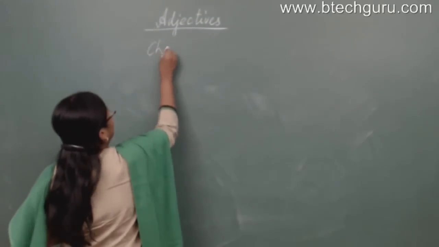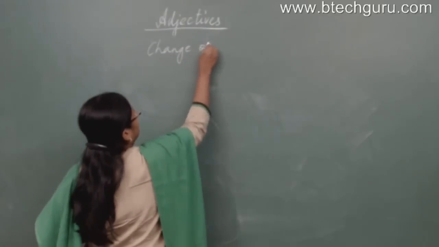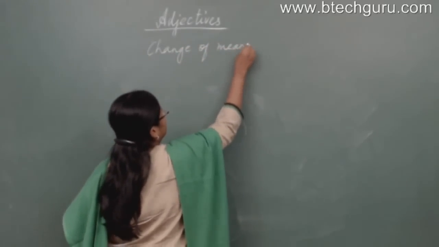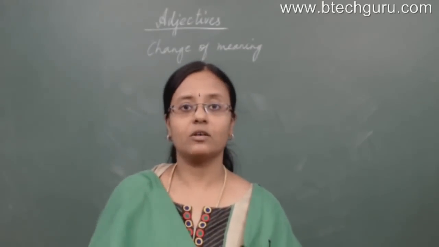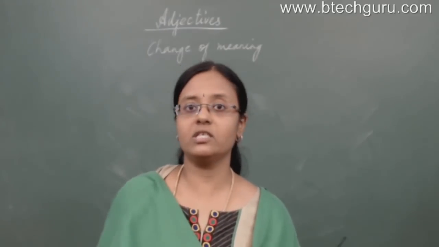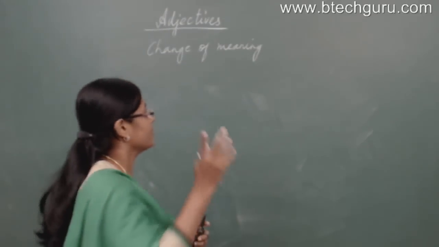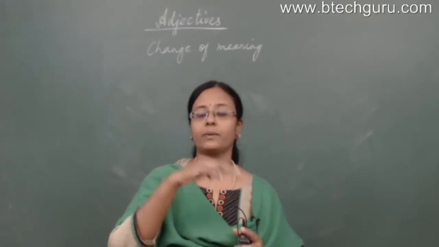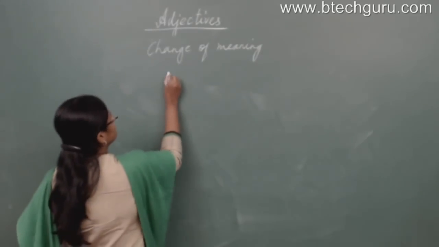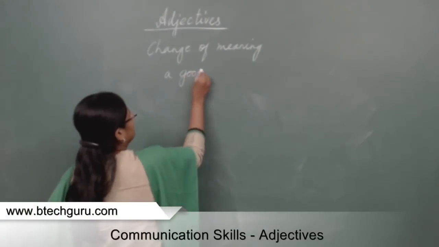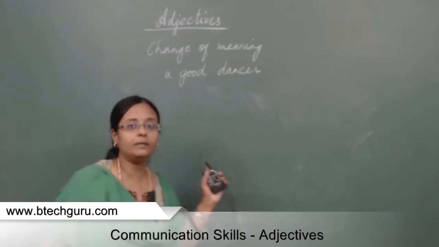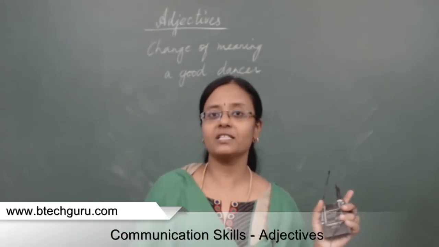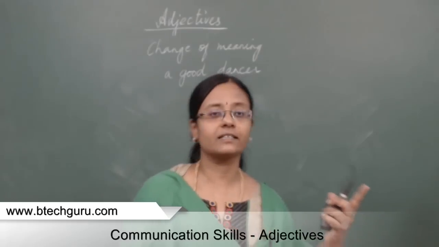Sometimes when some adjectives are used predicatively, the meaning gets changed. See, if you say this is a noisy street or the street is noisy, there's no change in meaning. But sometimes the attributive meaning is different, the predicative is different. If you say a good dancer, what does this mean? A good dancer means she's good at dancing.